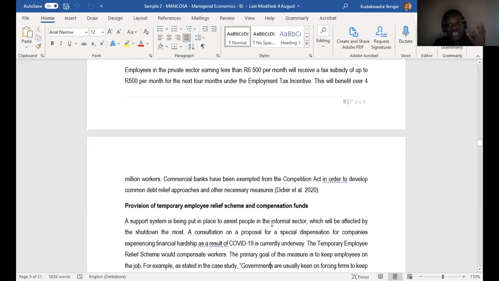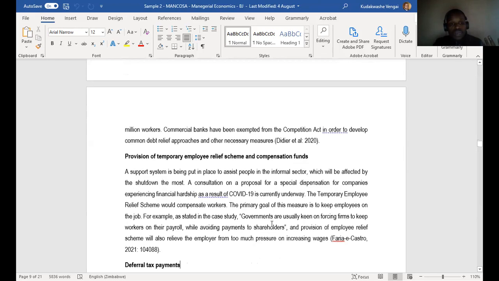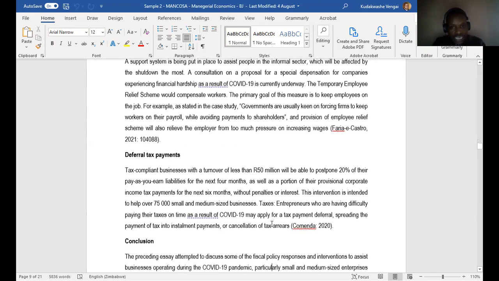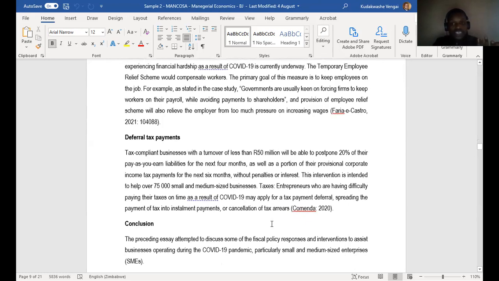Or the other one that I was talking about, deferring paying your taxes. That's another example on the tax side, right? There it is, you put it there, deferral of tax payments. So those are some of the examples that you can put in.